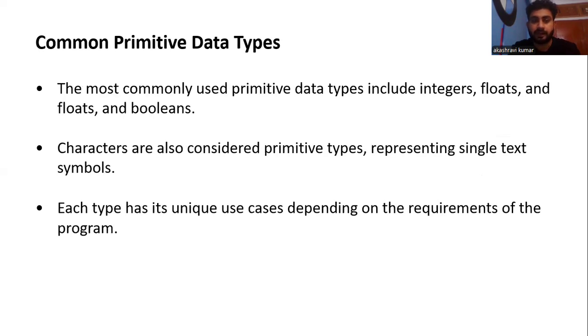Common primitive data types. The most commonly used primitive data types include integers, floats, and booleans. Characters are also considered primitive types, representing single text symbols. Each type has its unique use cases depending on the requirements of the program.